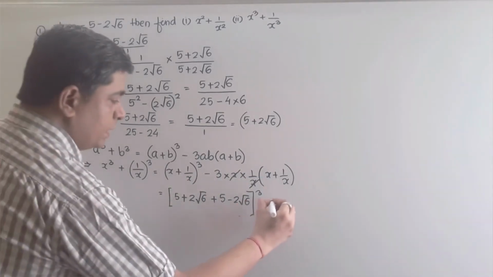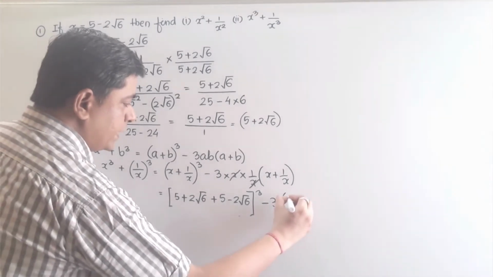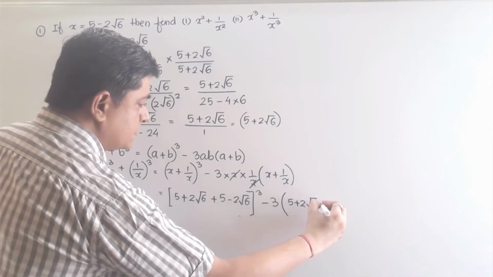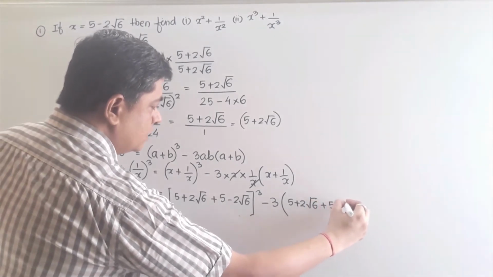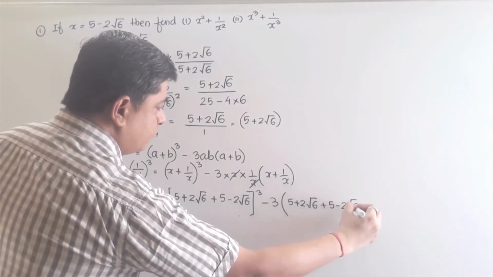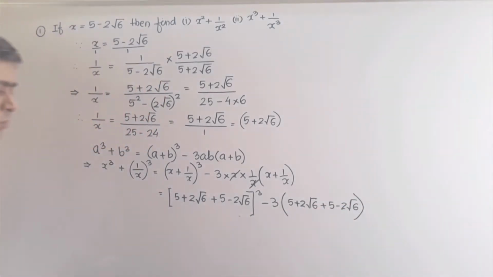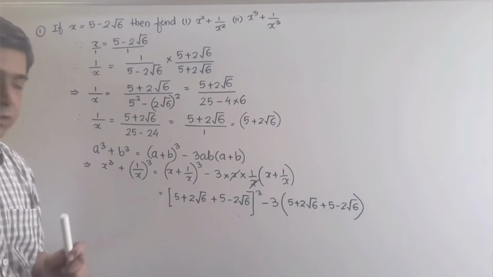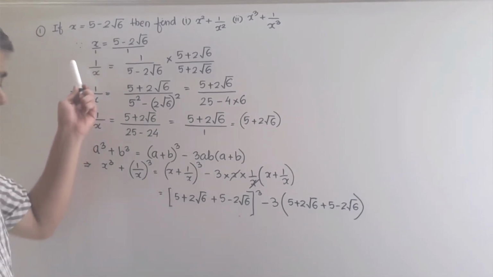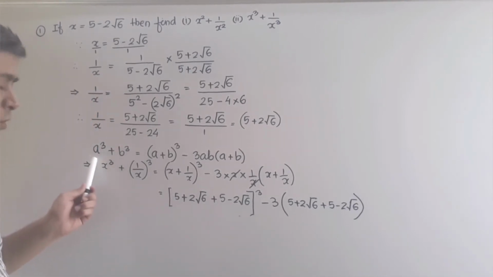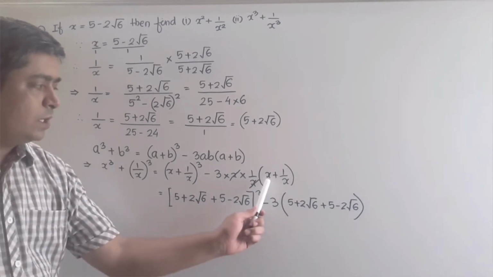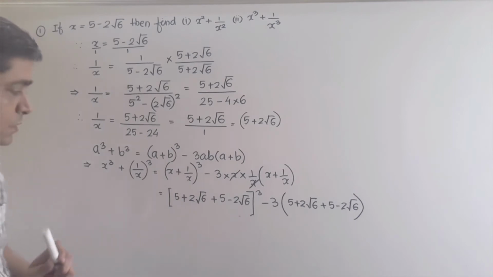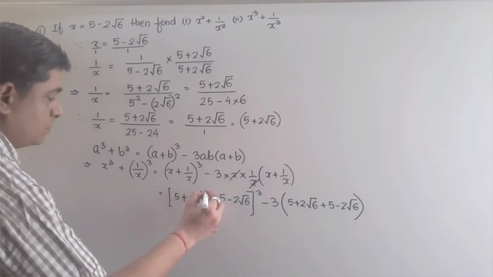Who will remain again here? 3 into the bracket. Once again I will write down (5 plus 2 under root of 6 plus 5 minus 2 under root of 6). It will be a better practice if you find out the value of x plus 1 upon x in the beginning of the question. Means in the beginning, after finding the value of x and 1 upon x, and before you apply the formula, you can find out the value of x plus 1 upon x. So see, directly we can put up the value. So here that kind of things you please take care.